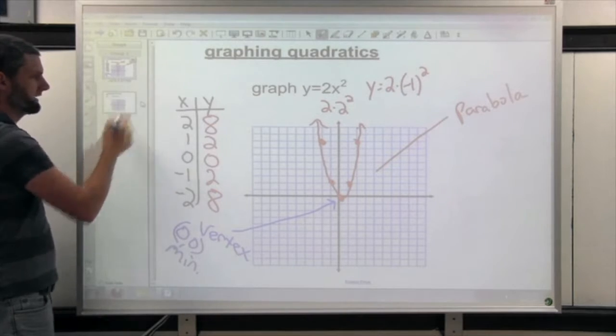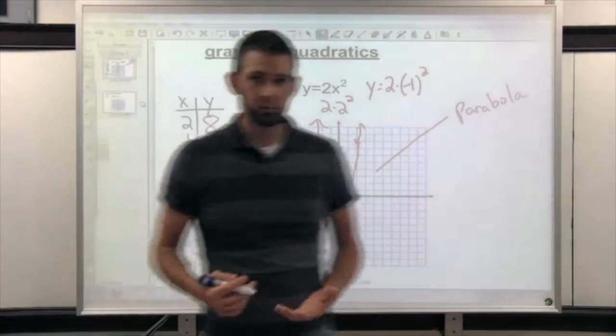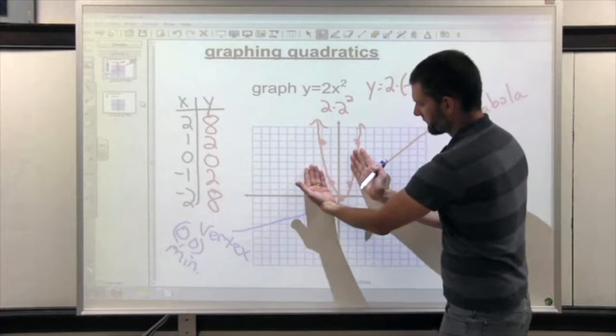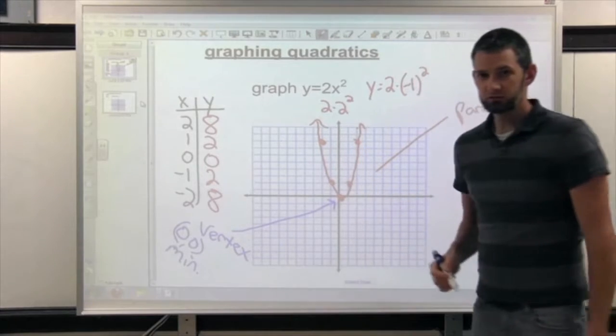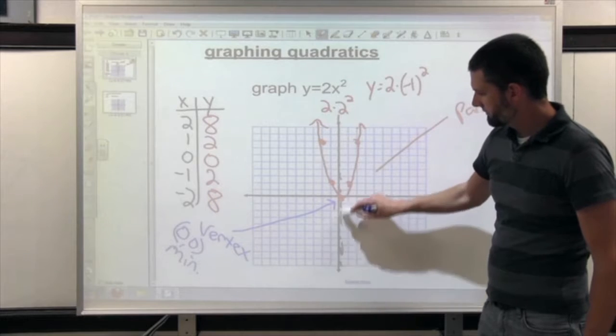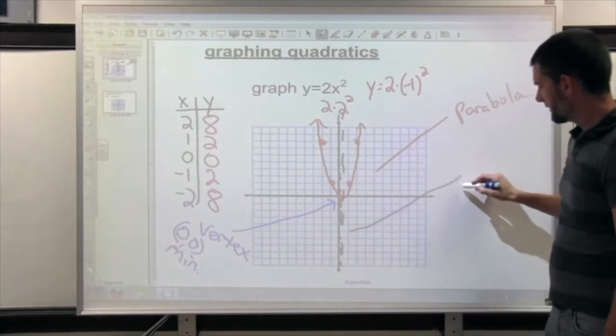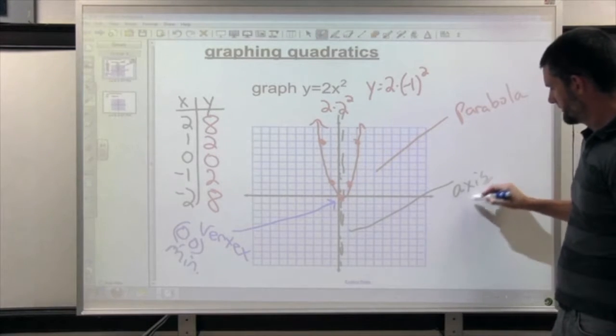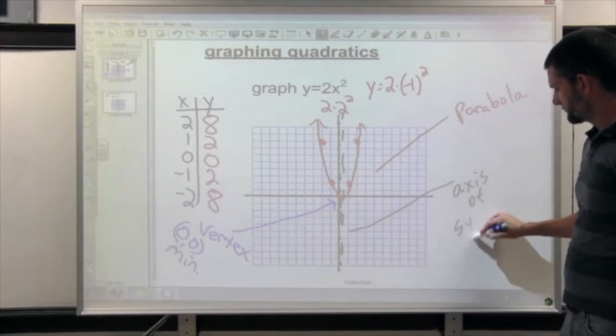It goes up forever, this parabola, but that's the lowest point it ever has. It's its minimum value. We can also talk about the fact that this parabola, if you were to fold it in half, each side looks the same. So an imaginary line through the middle is called an axis of symmetry.